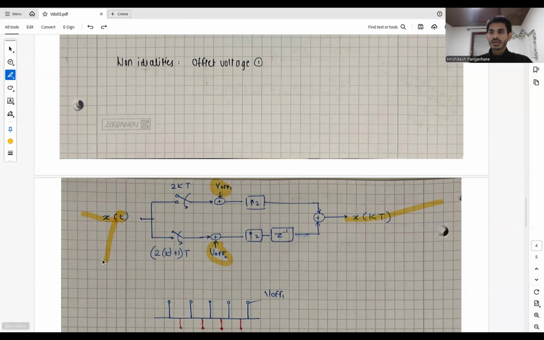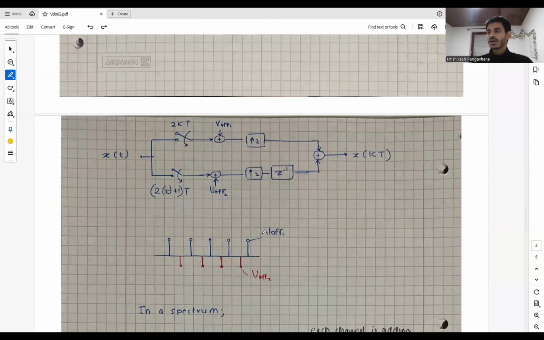So if we ground the input, for instance, so there is nothing at the input, then at the output we'll only get the effect due to the V offsets. So that's what we are going to do. When we ground the input, we can analyze what we actually get at the output due to V offset. So what will basically happen?